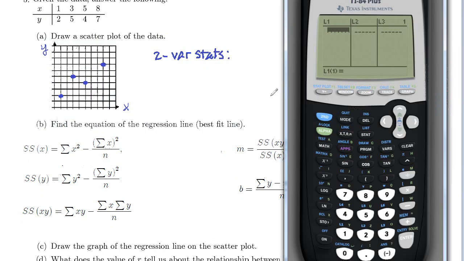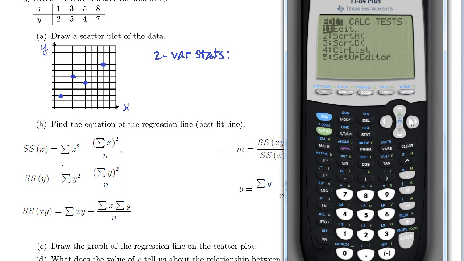So we had 1, 3, 5, and 8 for our x's. 1, enter, 3, enter, 5, enter, 8, enter. Arrow over to our y's. We had 2, enter, 5, enter, 4, enter, 7, enter. Okay, so there's our data.